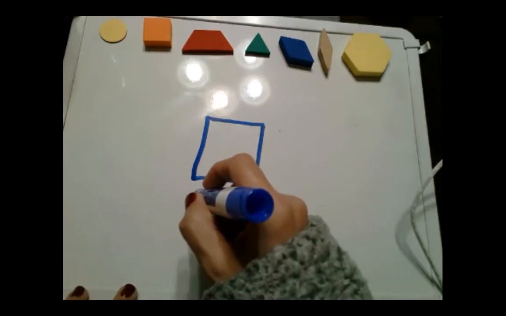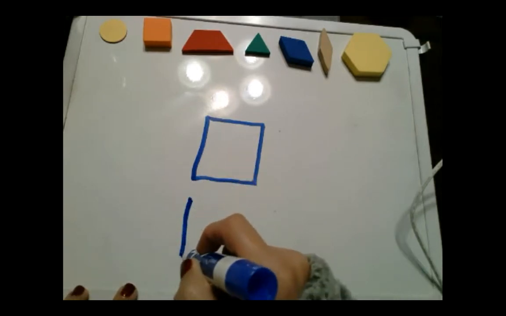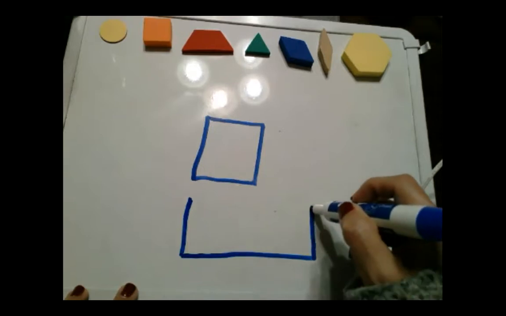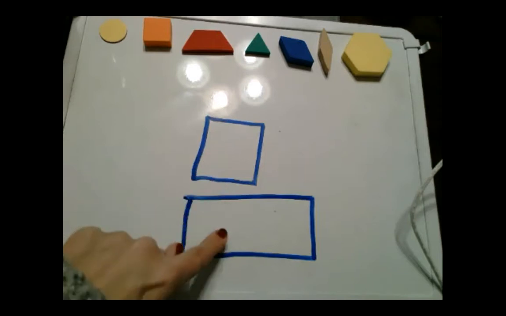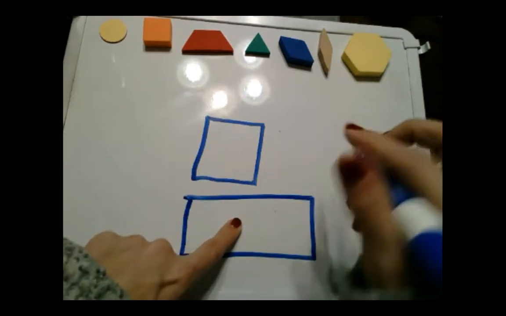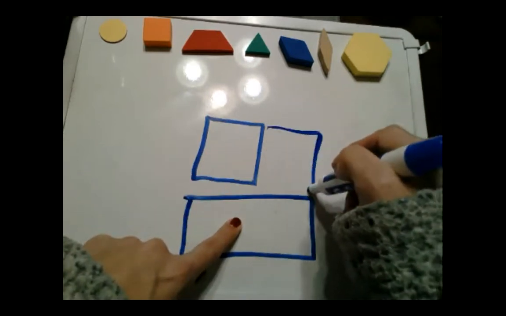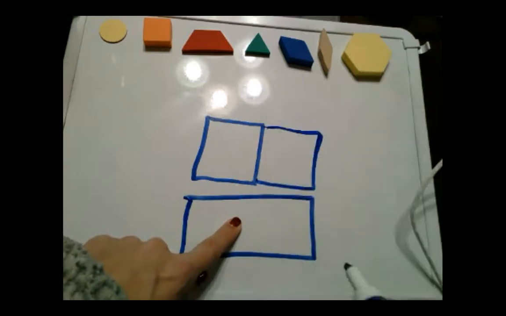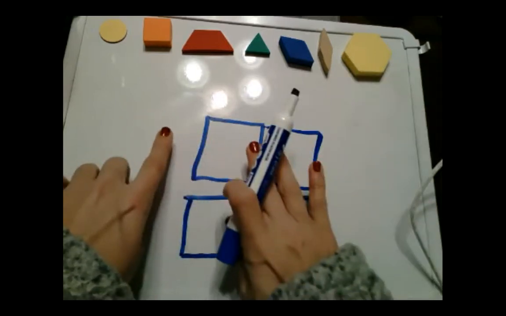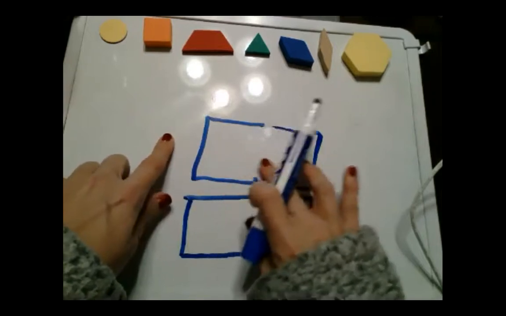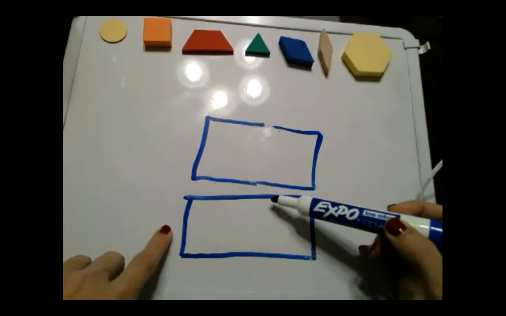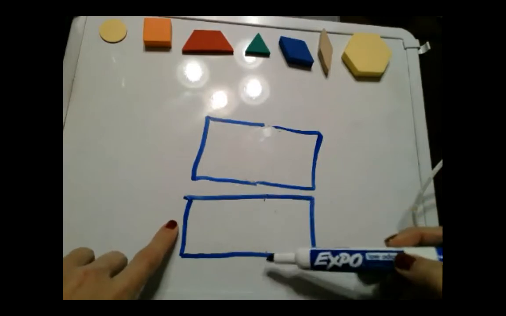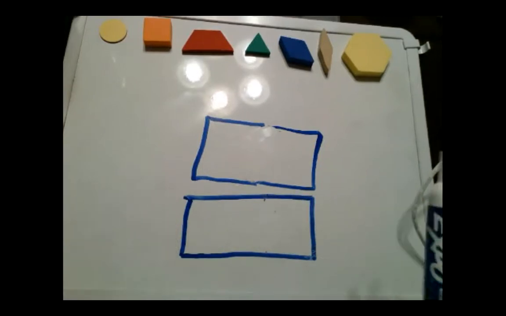Great job, boys and girls. It has one short side and two long sides. So it's like two squares that have been put together, or a square that has been stretched and pulled apart because it has two long sides and two short sides.